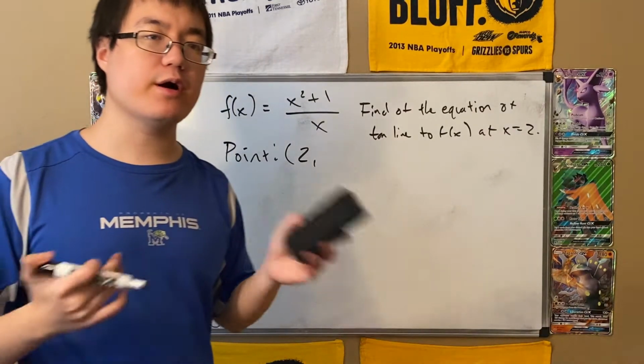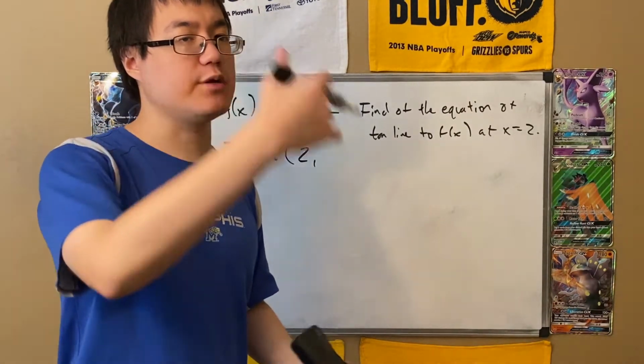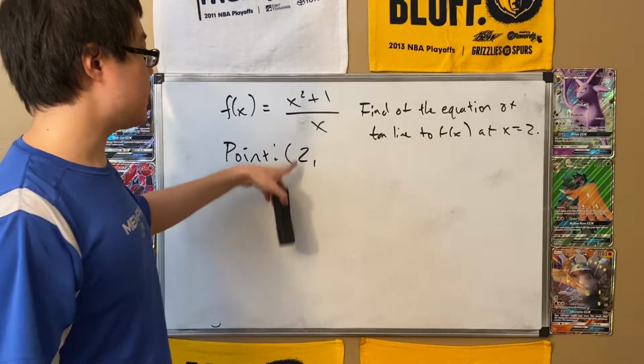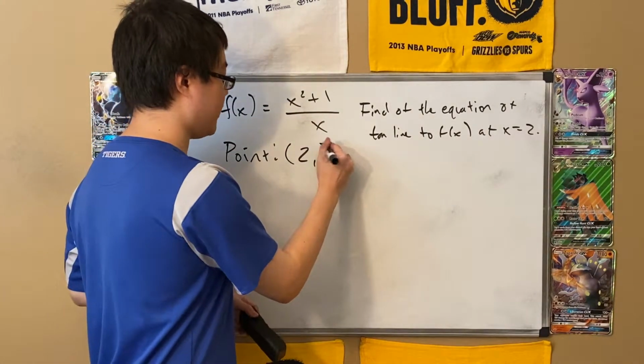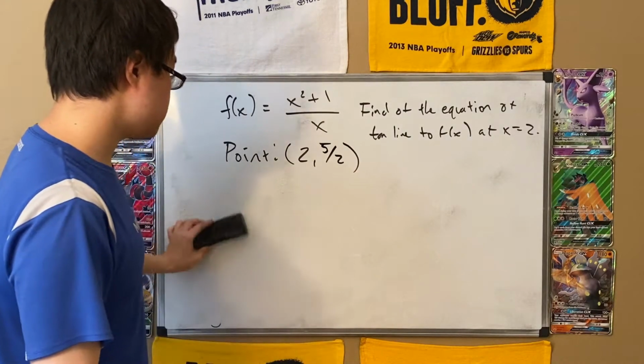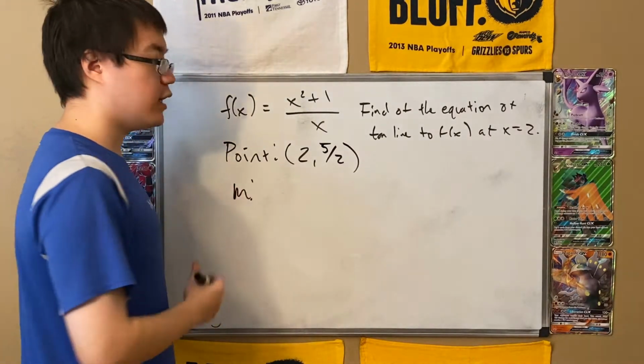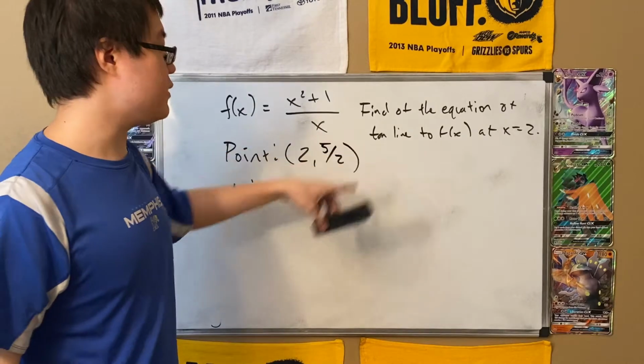The point doesn't require any calculus. Calculus deals with the derivative, meaning the slope. So in this case, when you plug in 2, looks like we're going to get 5 halves. So that's not too crazy. Now let's go for the slope. Again, the slope is the derivative when you have a tangent line.